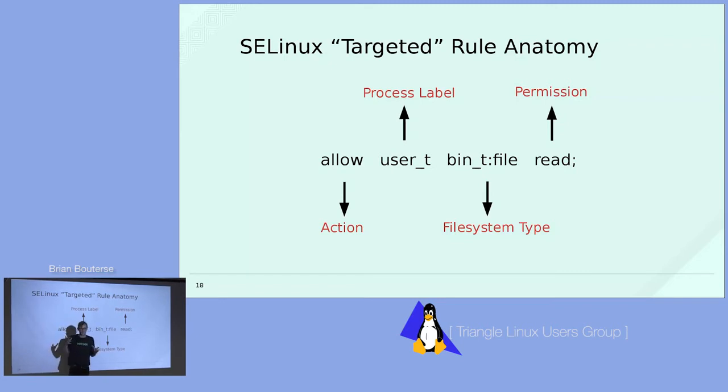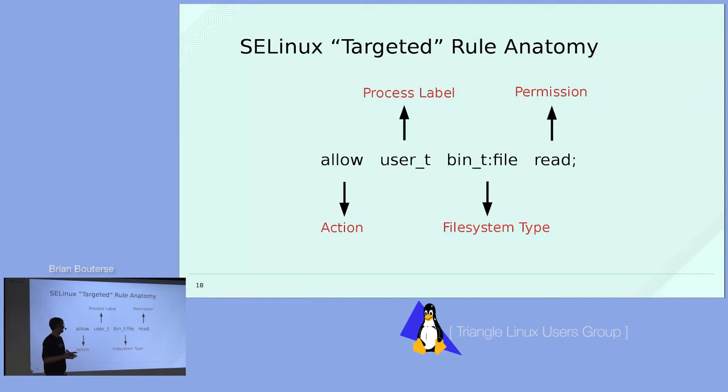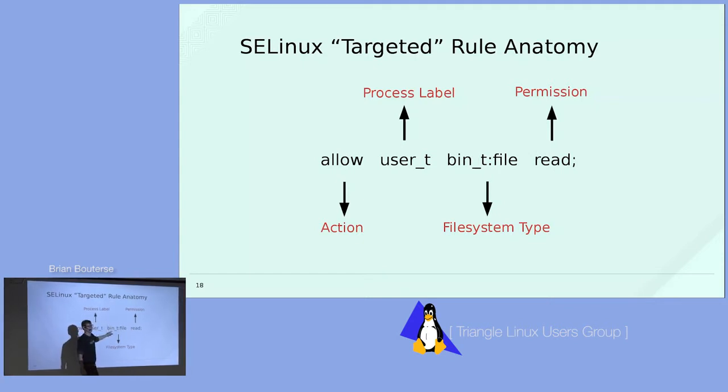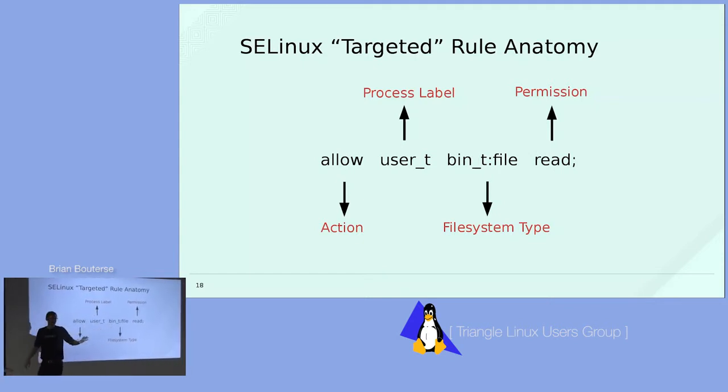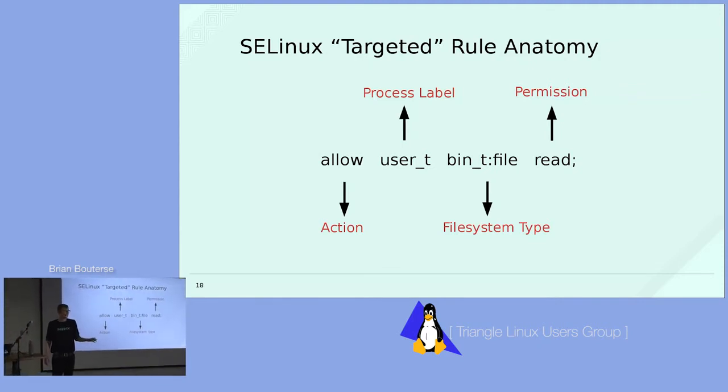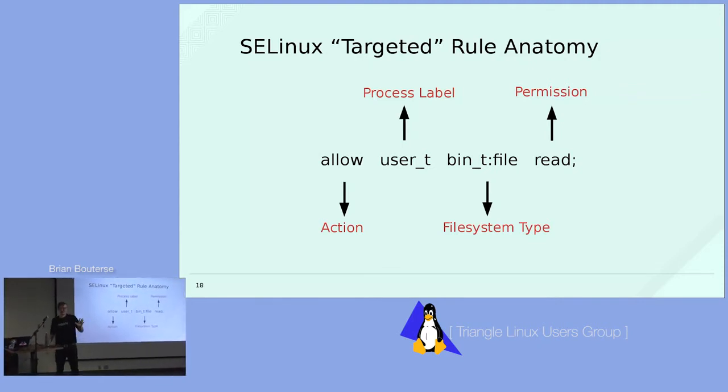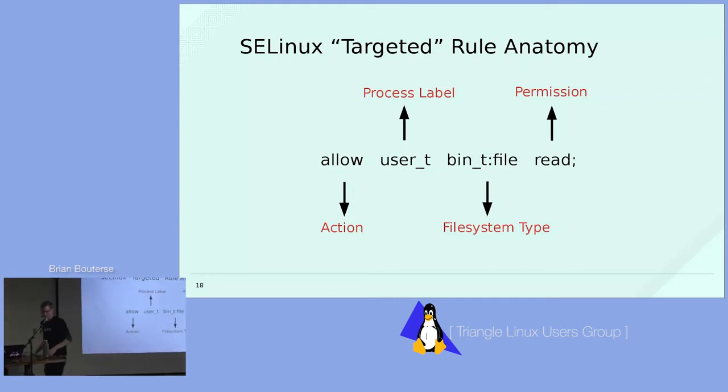And objects have different classes, is what they're called in SELinux. A file is a type of class, a directory is a type of class, a socket is a type of class. And these are kind of groupings that SELinux can reason about. So when you see this rule, it's basically saying allow the process labeled user_t to be able to read a file that's labeled bin_t. Any questions about that? Any questions about other things? No, okay.